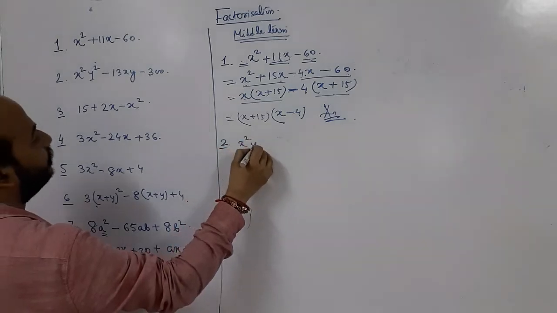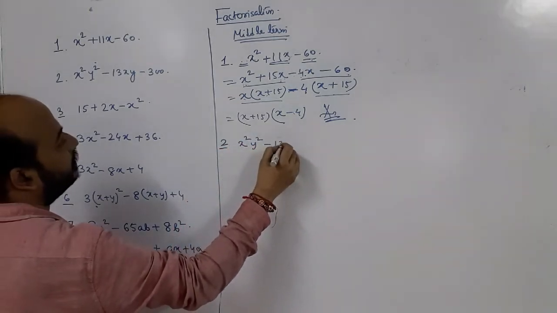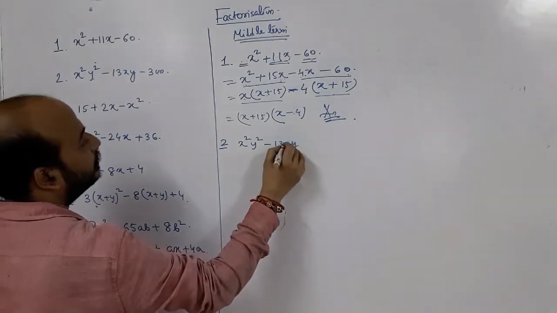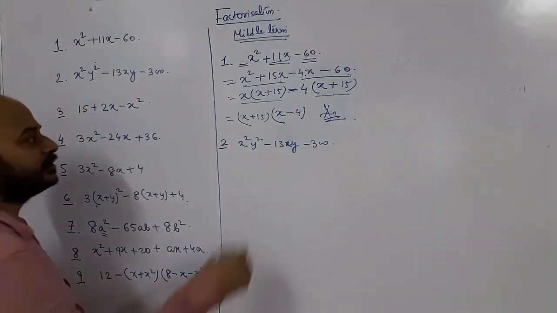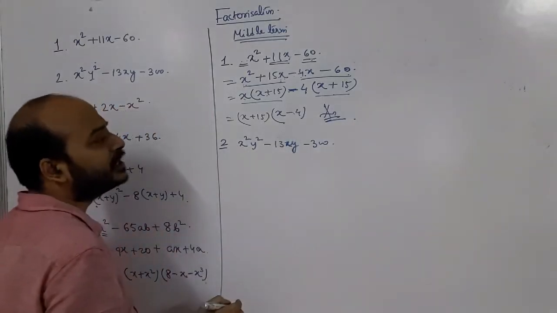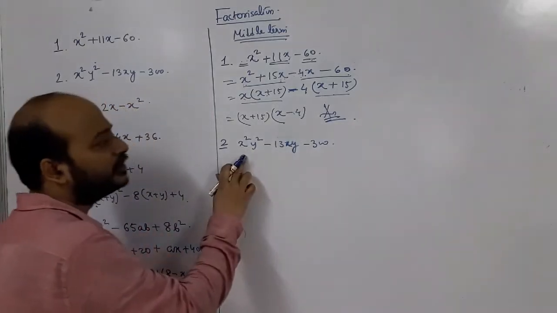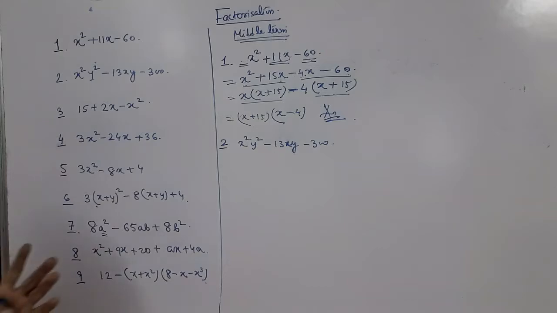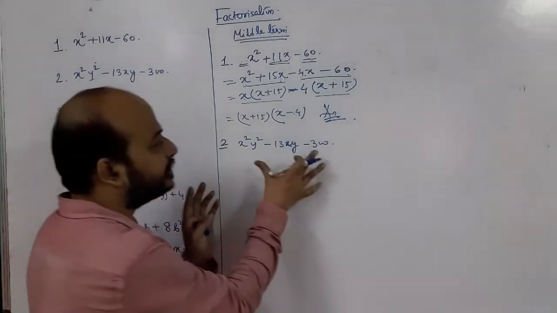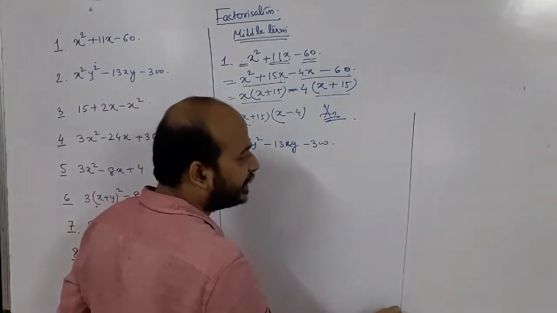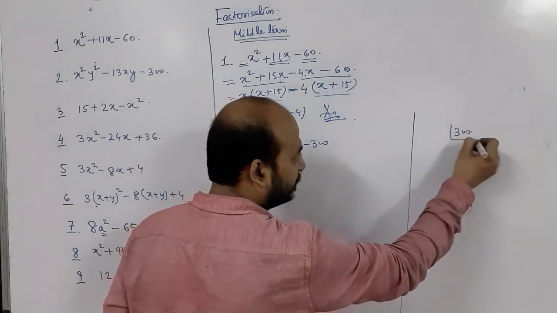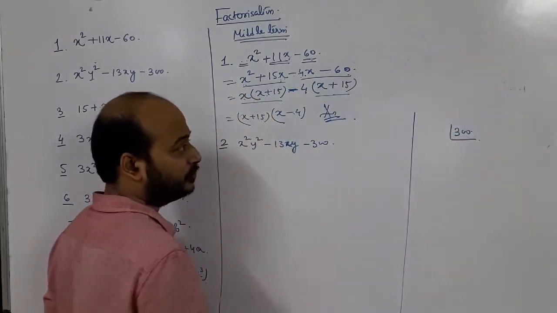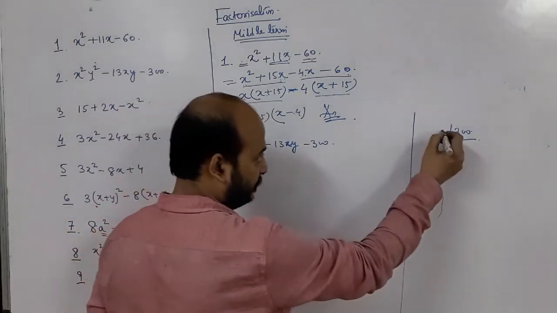Now x square y square minus 13xy minus 300. So again 300 into 1 is 300. Now if you have a bigger value, and if you find it difficult to find the pairs and split, then I advise my students that you break it into prime factors. You know how to break into prime factors. So start with the smallest.